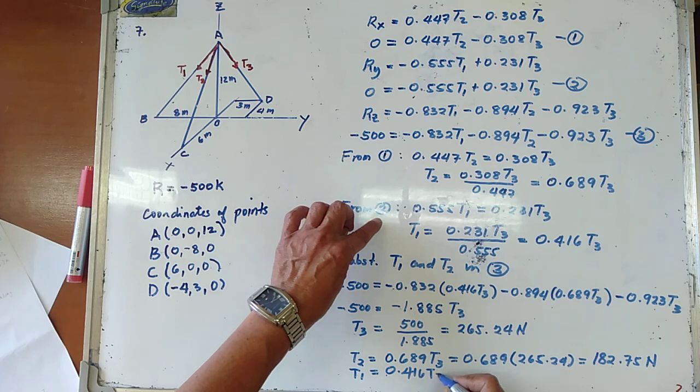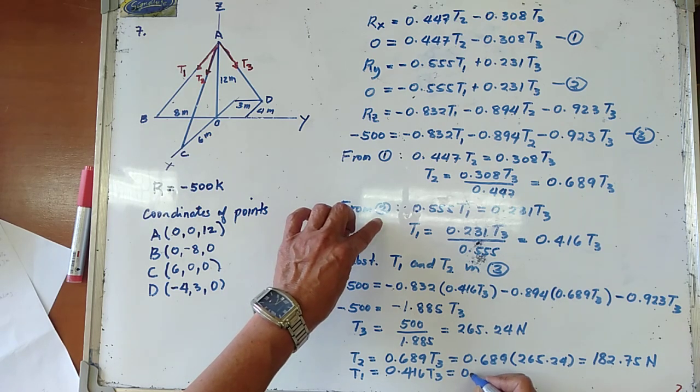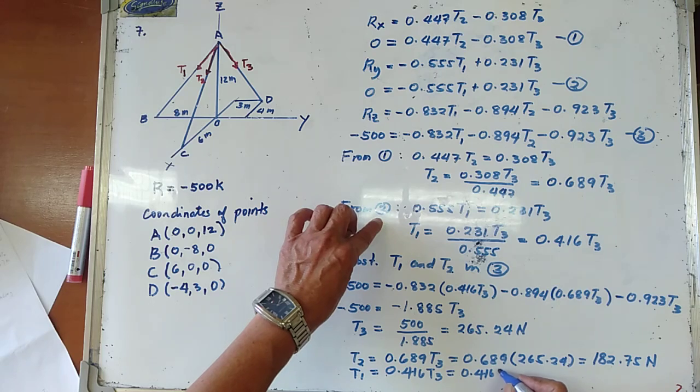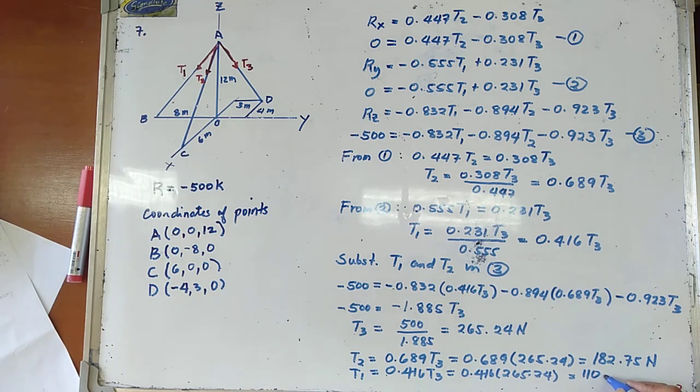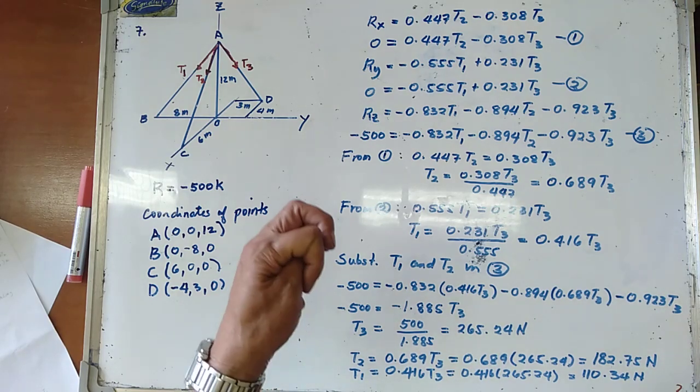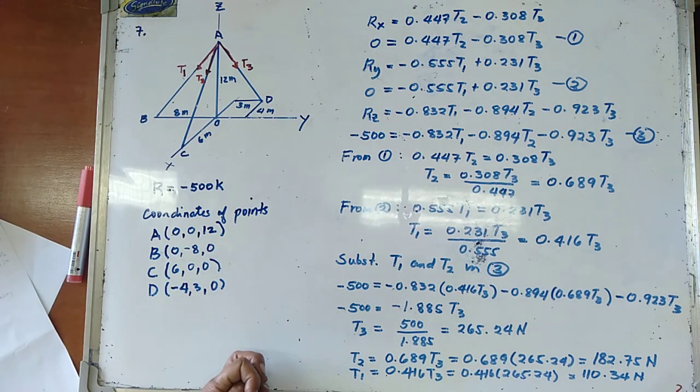0.416 T sub 3. That is equal to 0.416 multiplied by 265.24, and this is equal to 110.34 newtons. So those are now the values of T1, T2, and T sub 3. So we now have T1, T2, and your T sub 3.